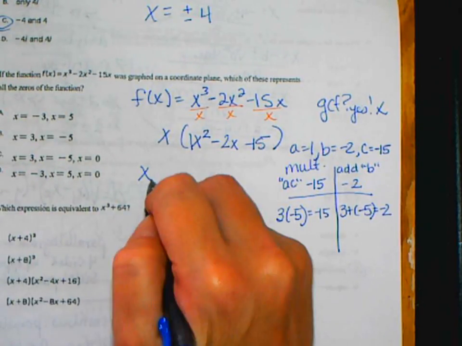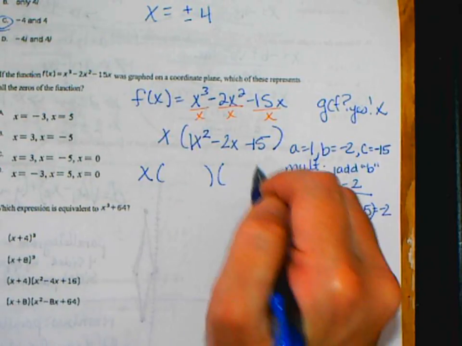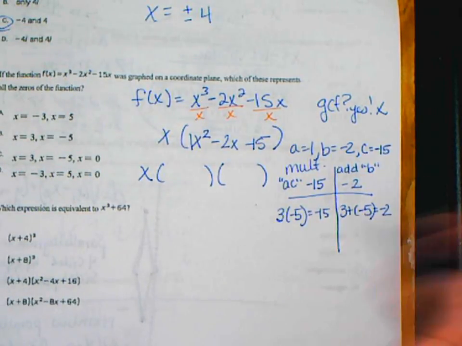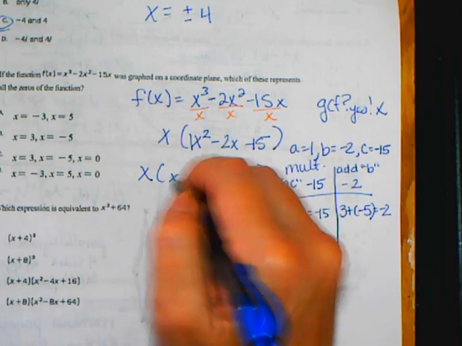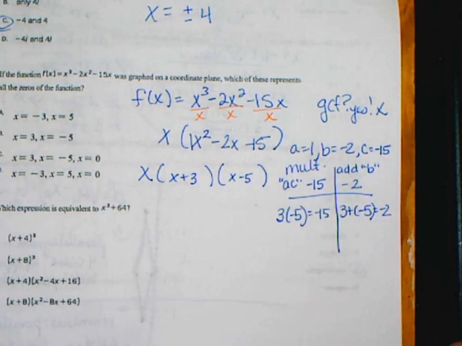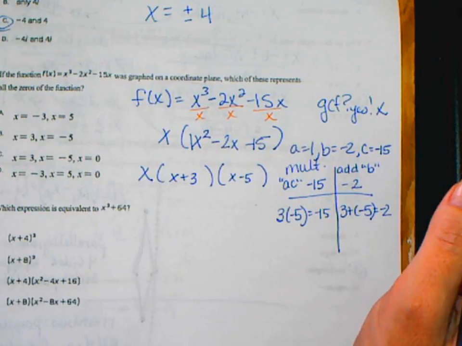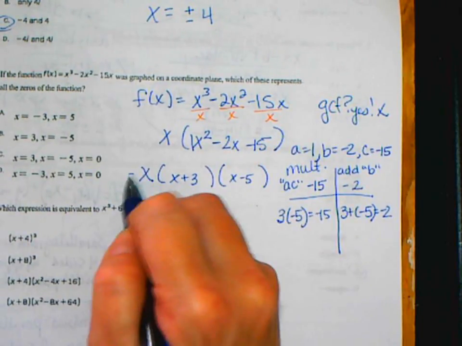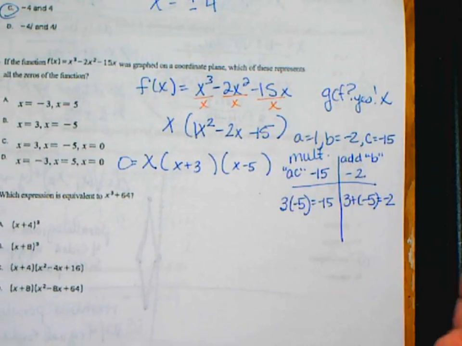So that x stays. I've got 2 sets of parentheses. One I'll put at x plus 3. One I'll put at x minus 5. And I want to know, instead of f of x, I'm just going to put a 0 there because I want to know when y is 0, what is x.